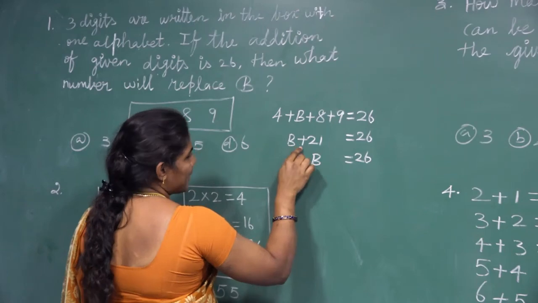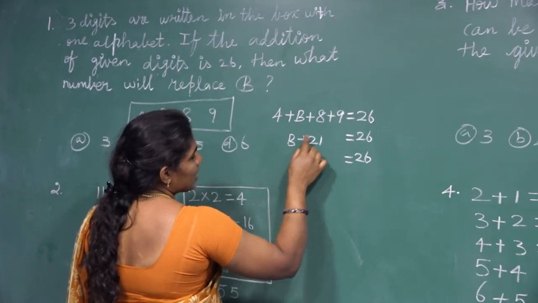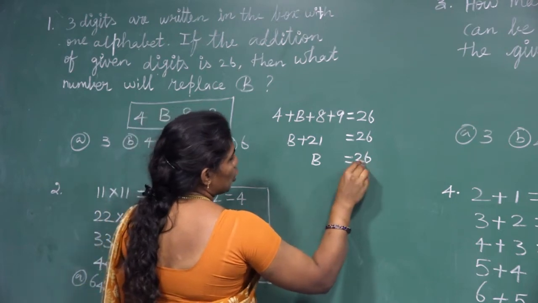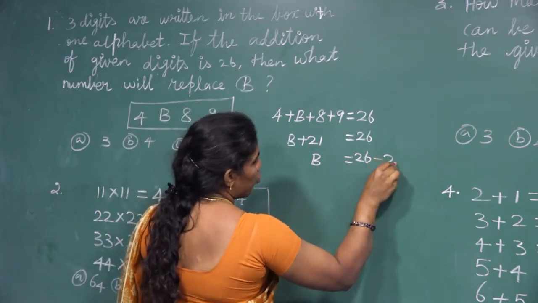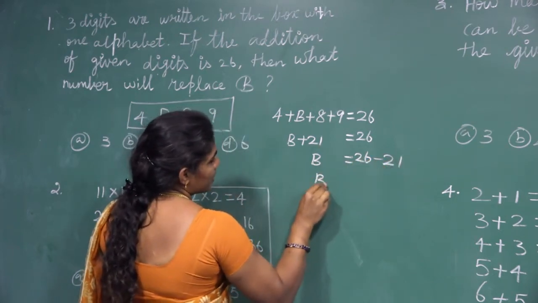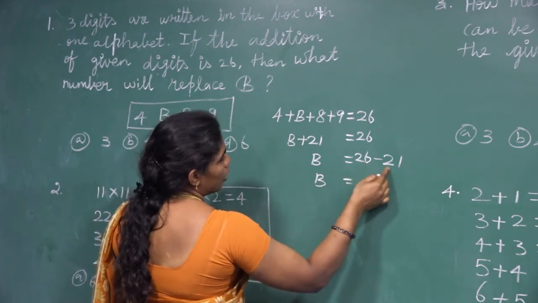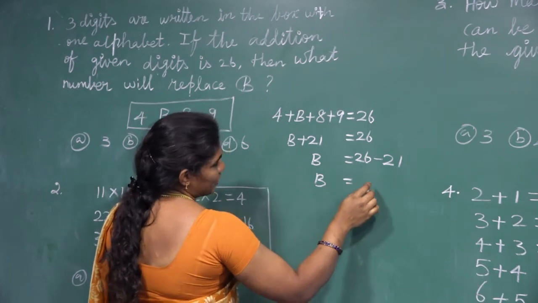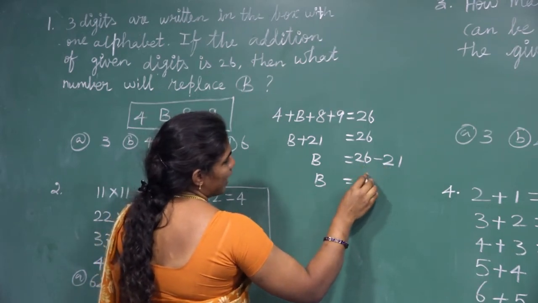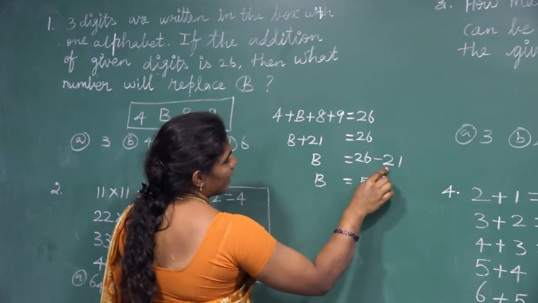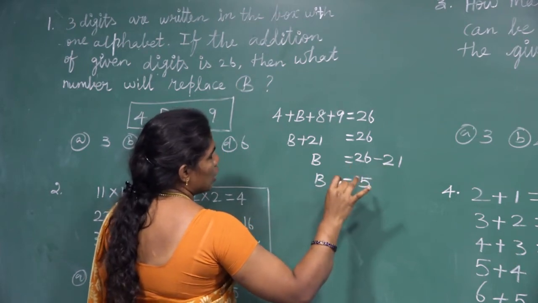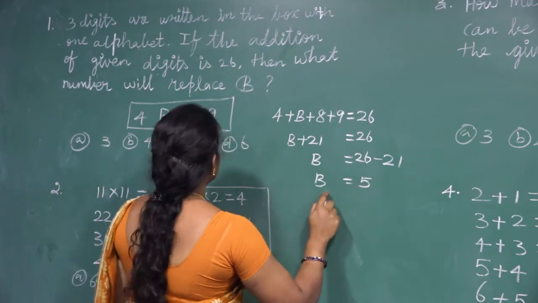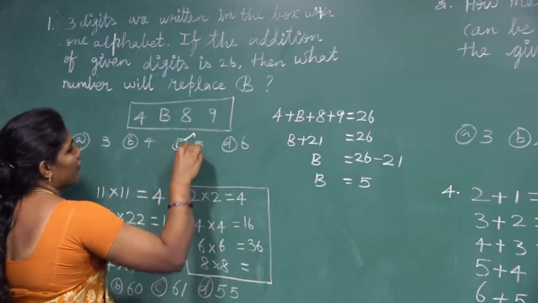Here the plus symbol comes to this side, which means it changes into a minus symbol. 26 minus 21. We subtract the small number from the big number. 26 minus 21 is 5. So the answer is 5. 21, after it 22, 23, 24, 25, 26. So the B value equals 5. So the answer is 5.